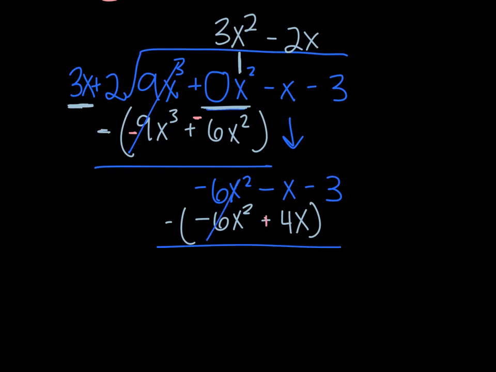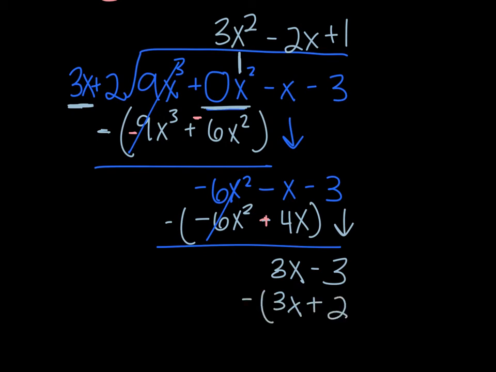This term becomes a positive after the minus is distributed, and we get 3x, bring down the minus 3, 3x minus 3. Okay, last time, how many times does 3x go into 3x? Well, it goes positive 1 times. 1 times 3x plus 2 is going to give us 3x plus 2.